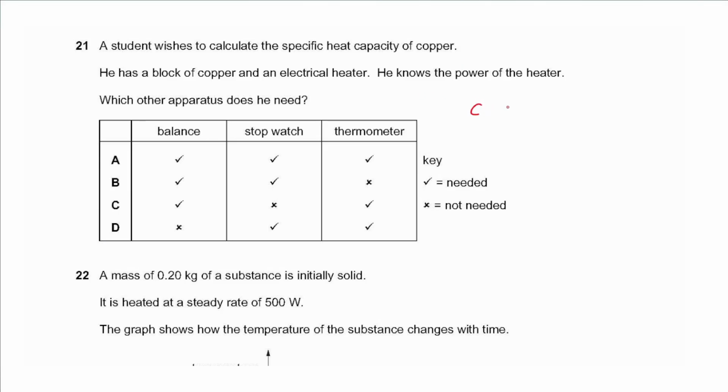So the specific heat capacity is equal to the energy divided by the mass and the change in temperature. And energy can be calculated as power multiplied by time. So we need time, mass, and change in temperature. So a balance is needed for the mass, yes. A stopwatch, yes, for the time. And a thermometer, yes, for the change in temperature. The common answer here is A.